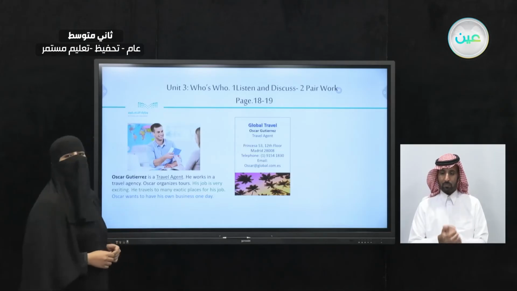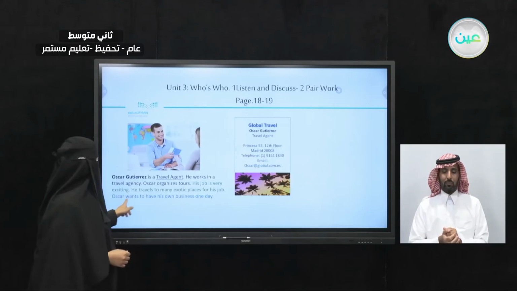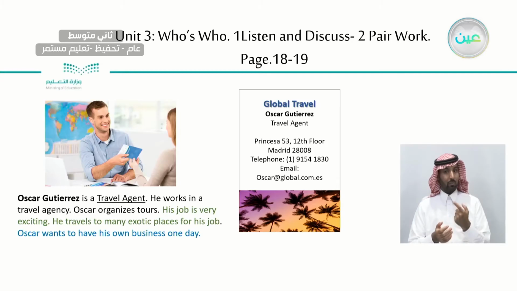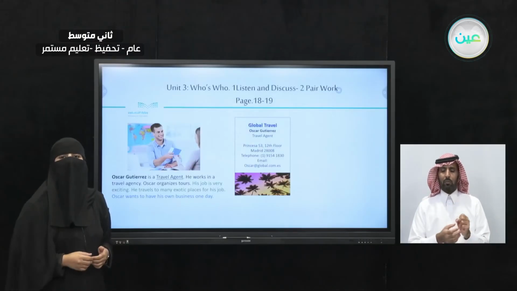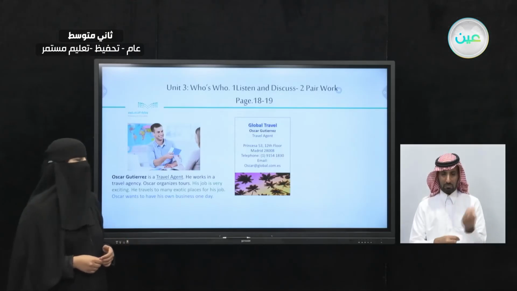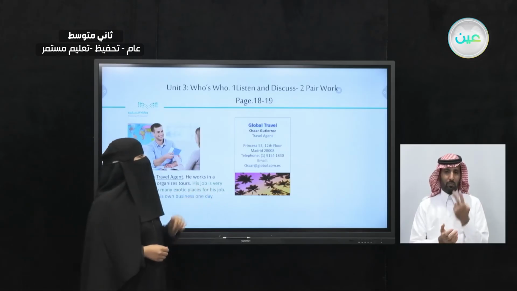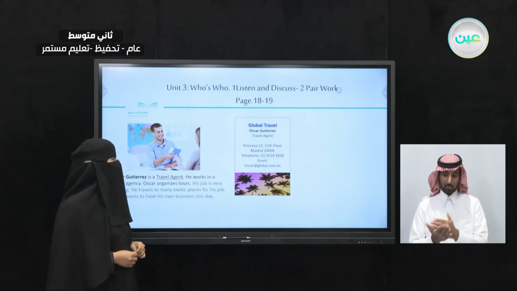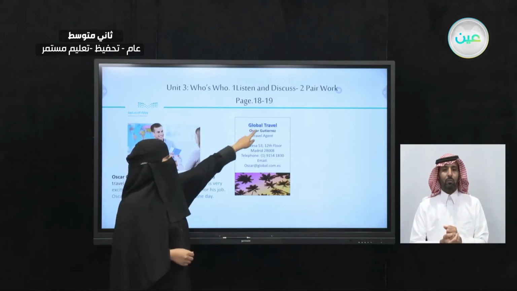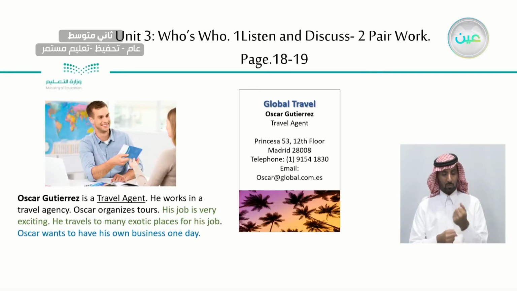So what about Oscar's goal? Oscar wants to have his own business one day. Maybe he wants to open his own agency to help people plan their trips and their tours. Let's take a look at his business card. He works in Global Travel, and that's his name, and this is his job title, travel agent. Here you can see his address, his telephone number, and his email.